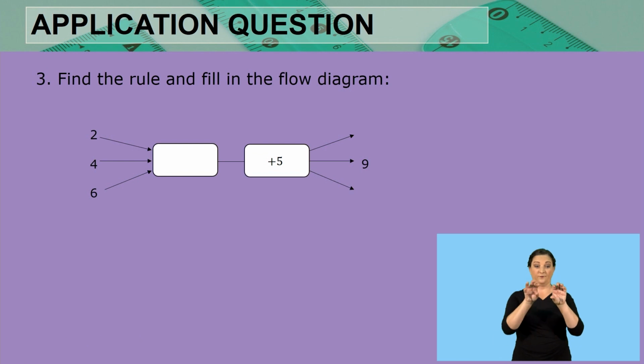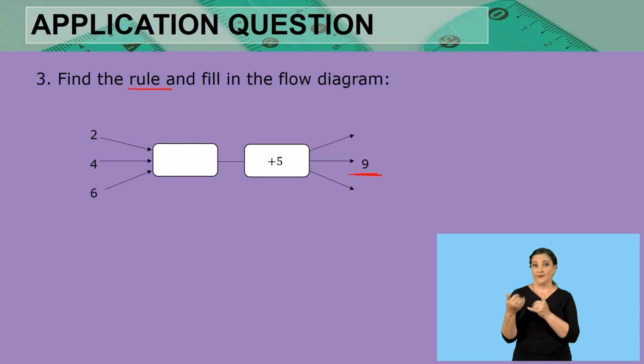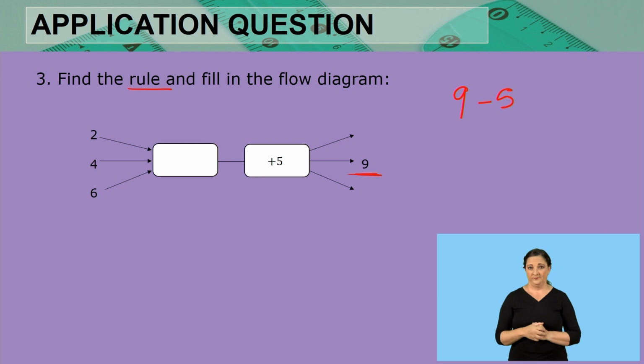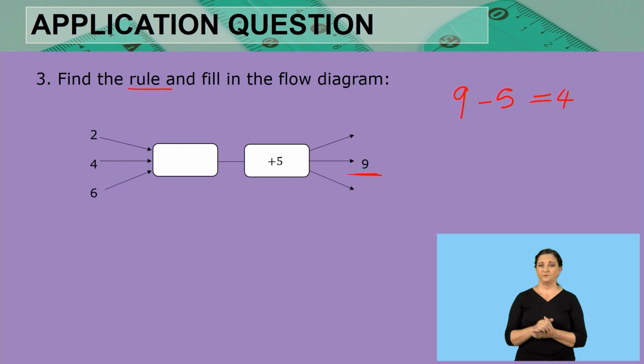We have a flow diagram there. Again, we need to find the rule, and we need to find the missing action there. But this time, we haven't been given a lot of output values. We've actually just been given the one output value. So we are going to use this one output value to fill out the rest of our flow diagram. So from the 9, we are going to apply the additive inverse, and we are going to subtract the 5, since 5 has been added there. And that is going to give us a 4.